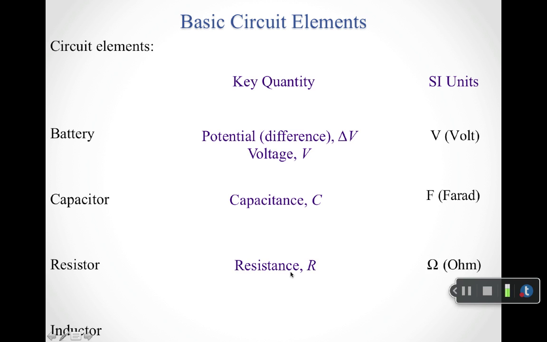Resistors, their key quantity is resistance, and that's going to be big R. The SI unit for resistance is the ohm, and it gets a capital Greek omega. And then the inductor, unsurprisingly, its key quantity is inductance. So you've got capacitors, capacitance, resistors, resistance, inductors, inductance. We're going to use an L for that, and its SI unit is going to be the Henry. So these are the four main elements that we're going to deal with within circuits.